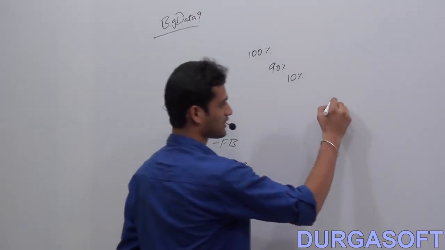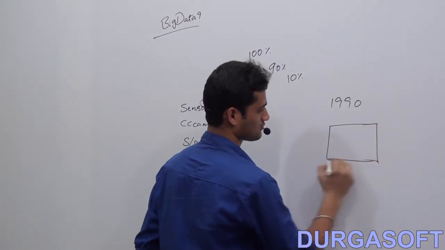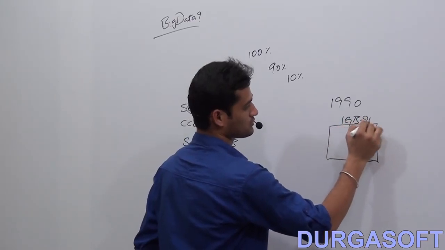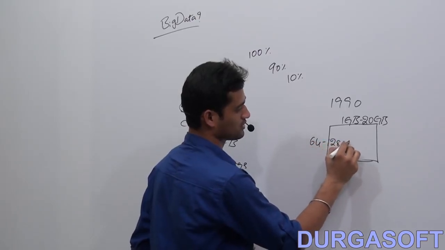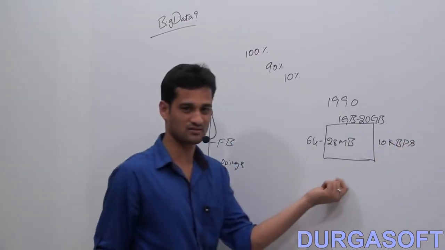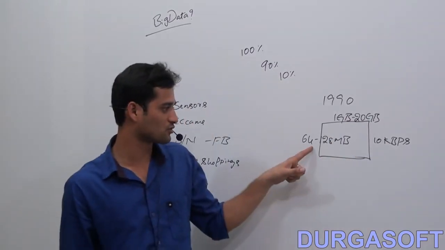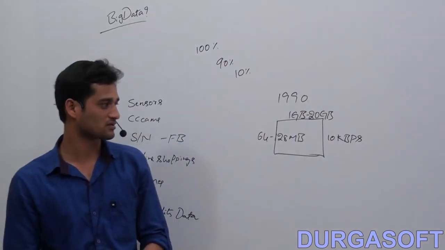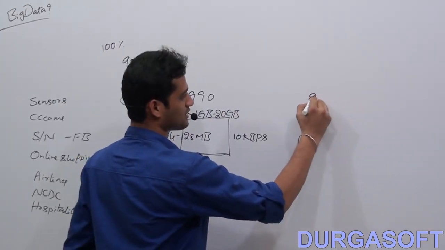Let's see one example. In the 1990s, your hard disk capacity was 1 GB to 20 GB, your RAM capacity was 64 to 128 MB, and your reading capacity was about 10 kbps. It is not exact, but it seems like this: 1 GB to 20 GB hard disk, 64 to 128 MB of RAM, and reading capacity of 10 kbps. That was the 1990s.